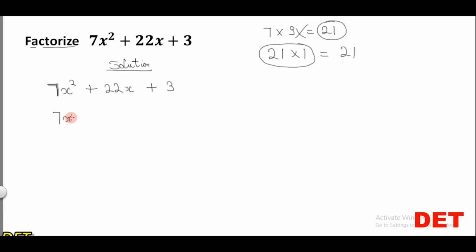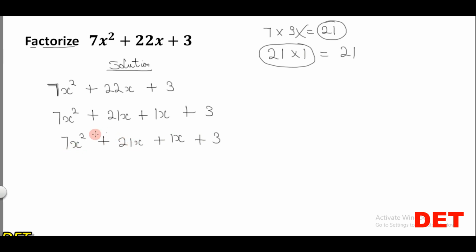So this will be 7x squared plus, instead of writing 22x here, I'm going to put down the factors: 21x plus 1x, plus the 3 that I have here. With this, I have replaced 22x with the factors. 21x plus 1x will give me 22x, so this equation and this equation are the same. I will write down this equation again: 7x squared plus 21x plus 1x plus 3.